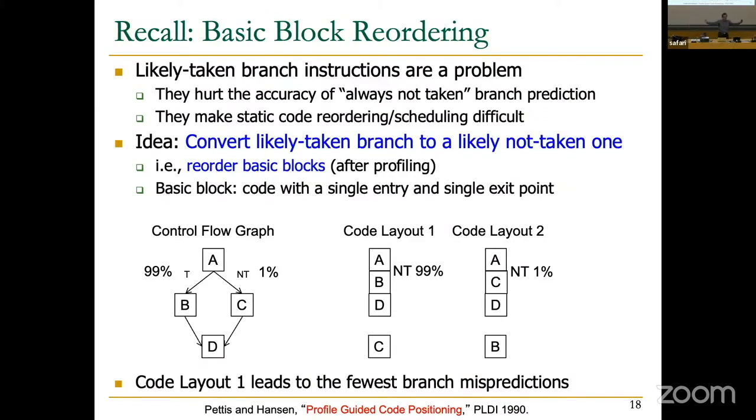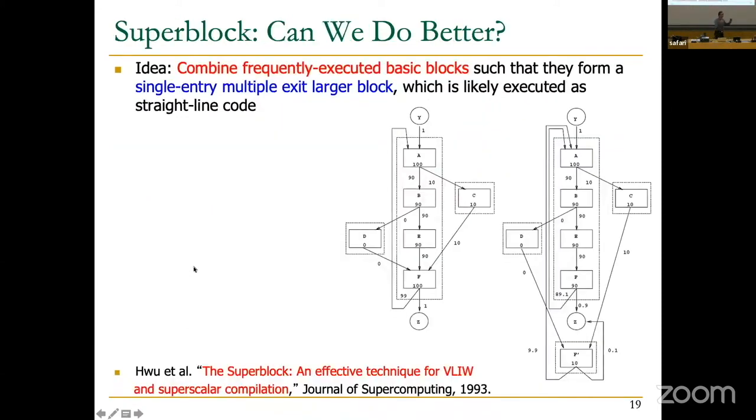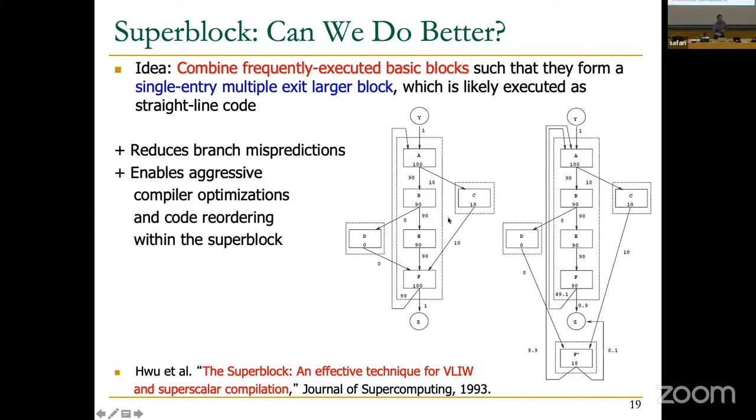Why not expand the scope? Here, the scope is only this, right? So let's expand the scope. Why don't we combine these frequently executed blocks such that they form a bigger block? This is called a superblock, perhaps unsurprisingly, but this is used in your compilers. In fact, existing compilers use hyperblocks, etc. But you combine frequently executed blocks such that they form a single entry, multiple exit larger block, which is likely executed as straight line code. So I'm going to give you this example in the next slide. So the big benefit is you reduce branch mispredictions this way because you're almost always executing straight line code, and you enable aggressive compiler optimizations and code reordering within the superblock. I'm going to give you a very simple example soon.